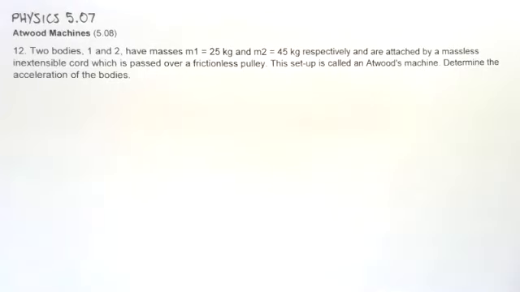All right, welcome to Physics Lesson 5.07. This is the last recording for this chapter with Newton's calculations. And we have a classic physics problem about Atwood machines.